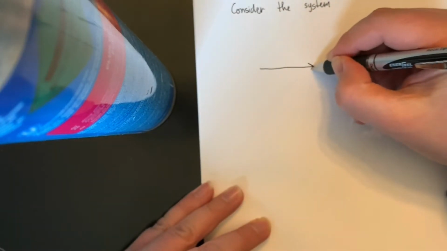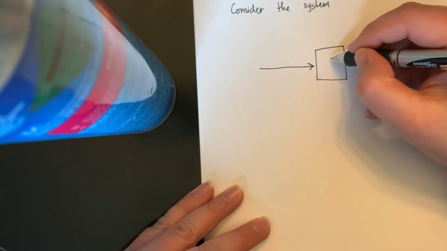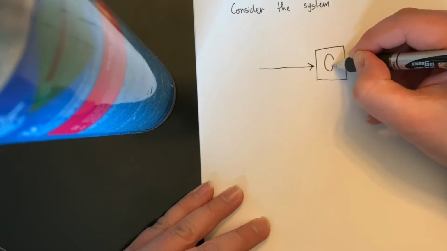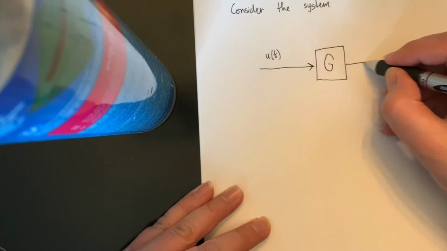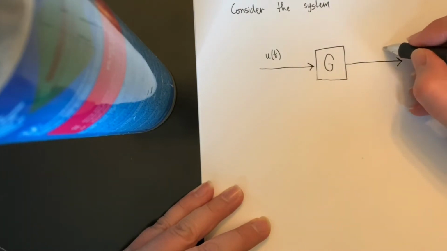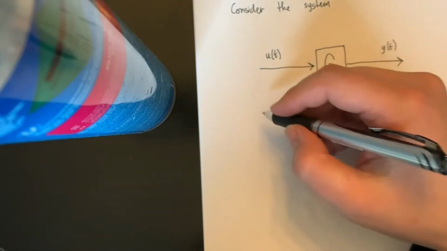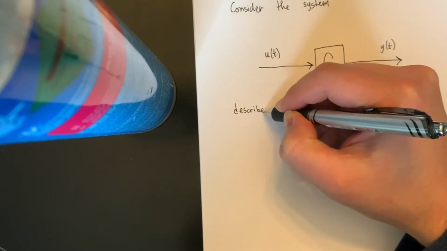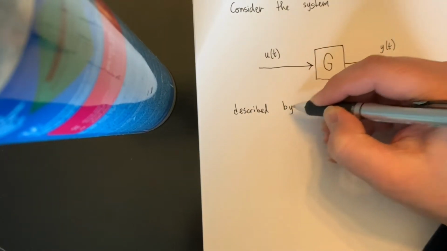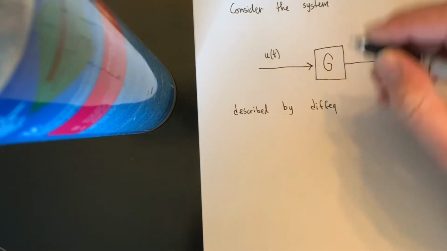a system. If we have an input and an output, very similar to what we've seen with the Z transform. If I have a system G and some input U and some output Y, now in continuous time, and it's described by some differential equation, like we saw last time.